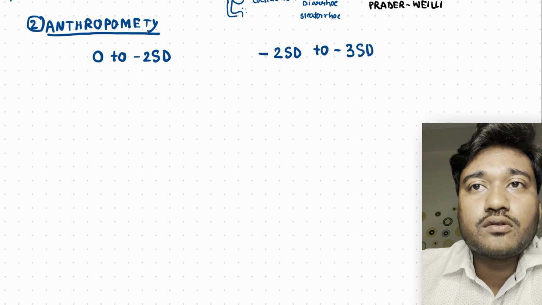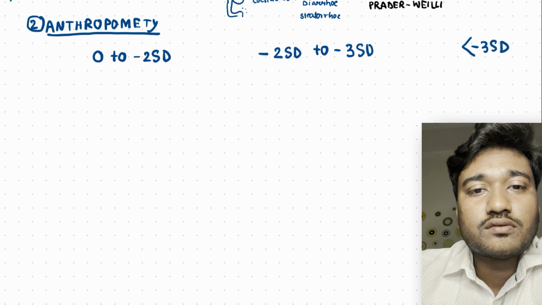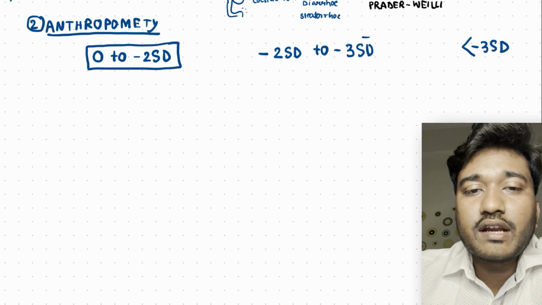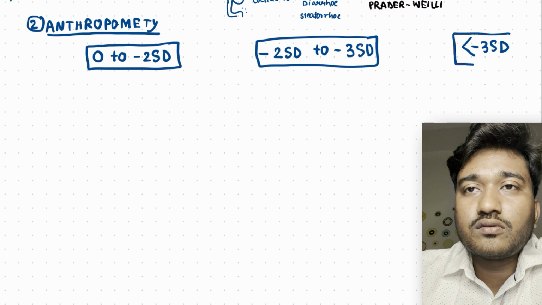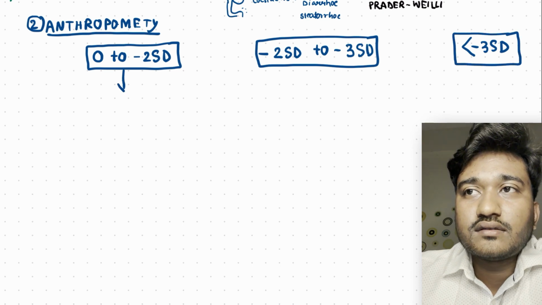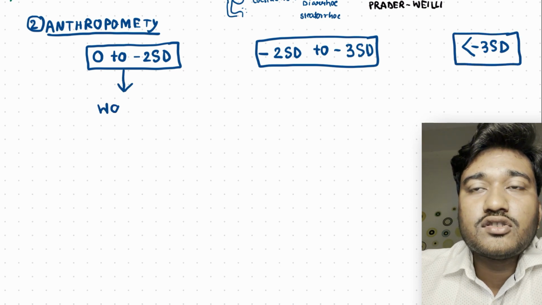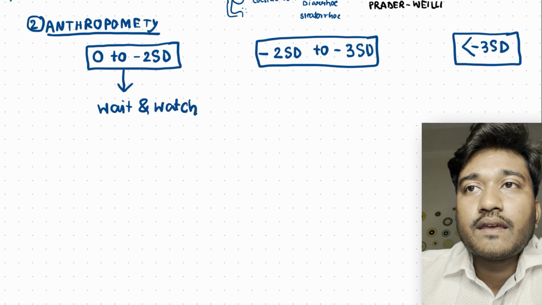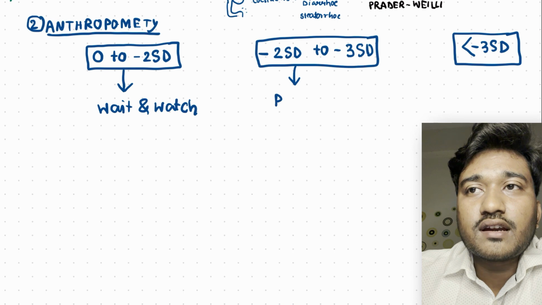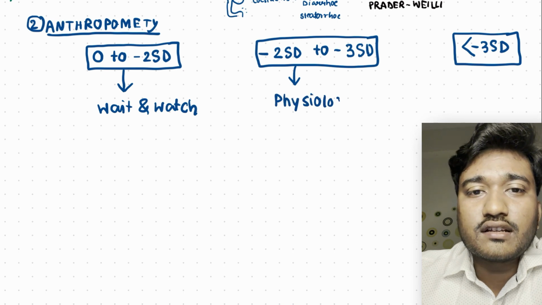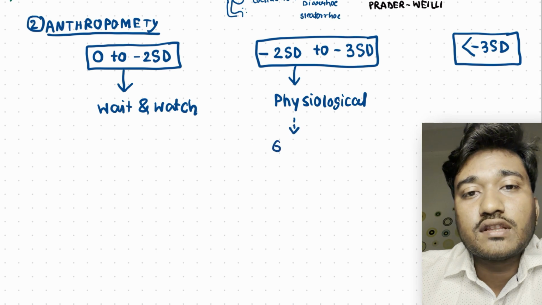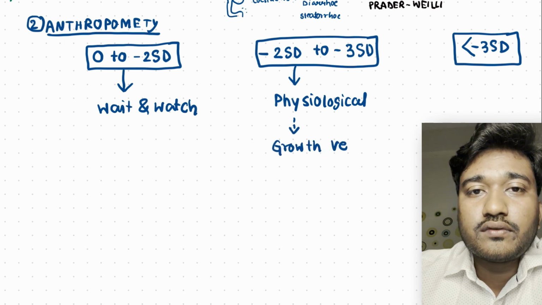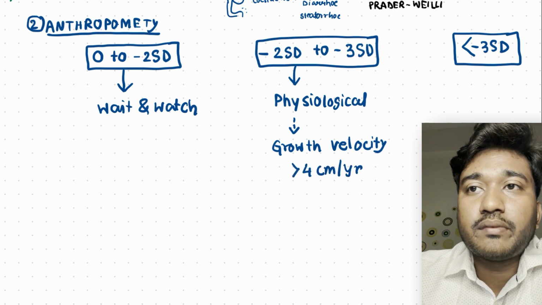The child could be 0 to -2 standard deviation in the growth chart, or -2 to -3 standard deviation, or less than -3 standard deviation. If it is 0 to -2 standard deviation, we only have to wait and watch. In case of -2 to -3 standard deviation, as we discussed earlier, mostly this is physiological short stature. We need to look for the growth velocity. That is, we must ask the child to visit at a 3 to 6 month interval, and we have to plot it and measure the growth velocity.